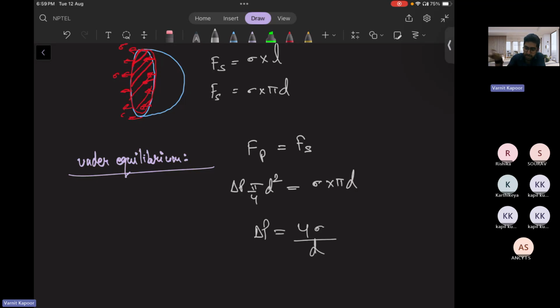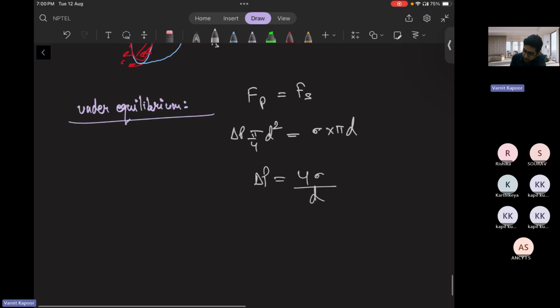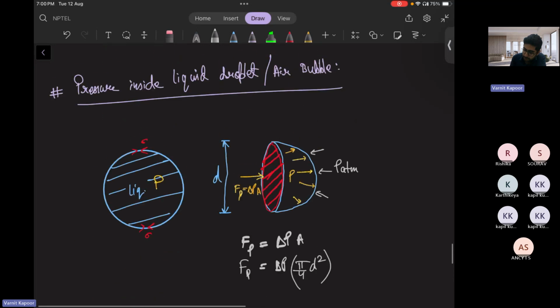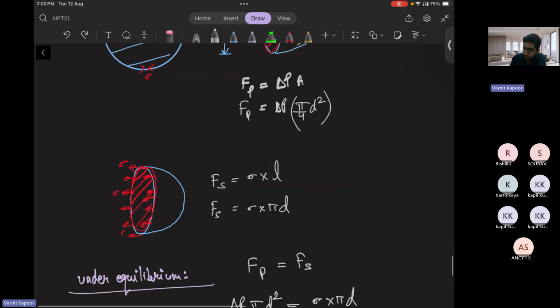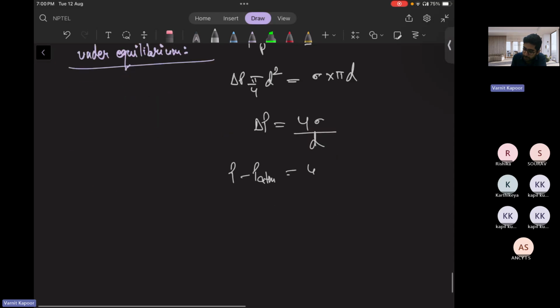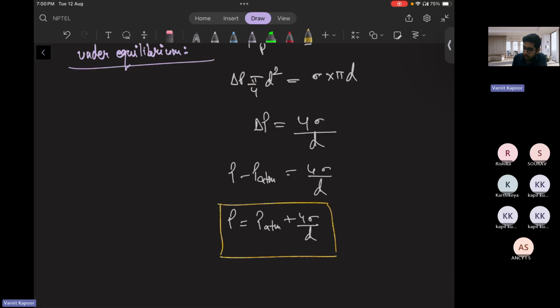That is inside pressure minus atmosphere. So the pressure difference is P minus P atmosphere, because P was inside and P atmosphere was outside. So P minus P atmosphere is the pressure difference, 4 sigma by d. And if it is asked in absolute terms, it will be P atmosphere plus 4 sigma by d. This is your absolute pressure. And this was your change in the pressure.